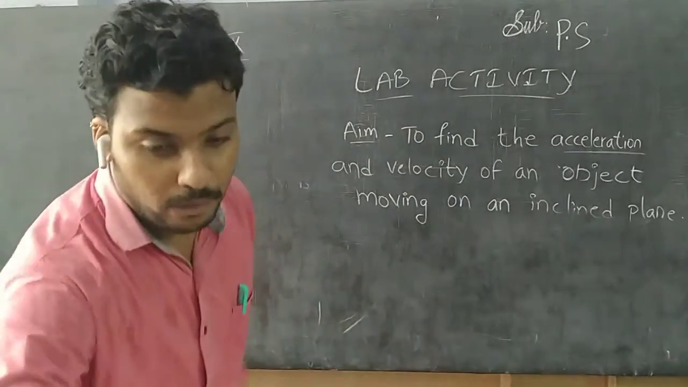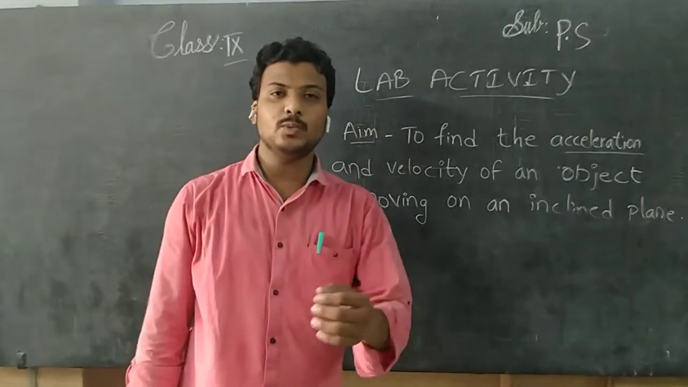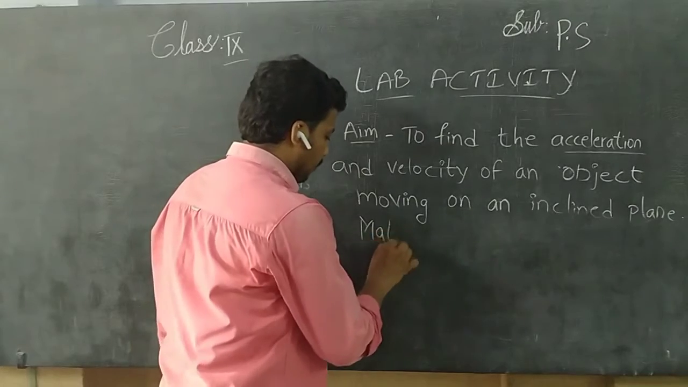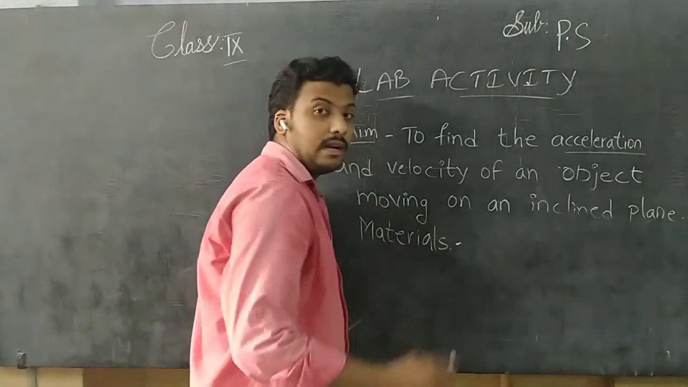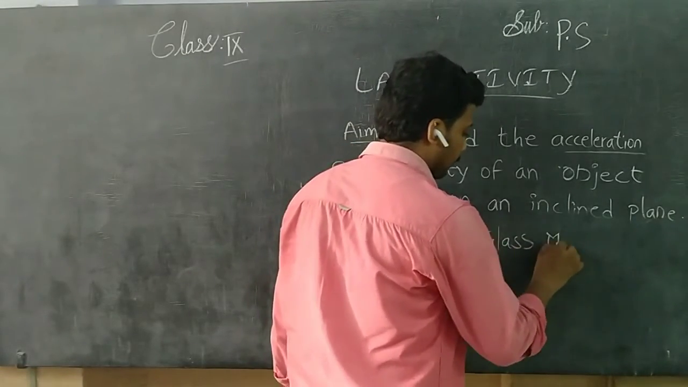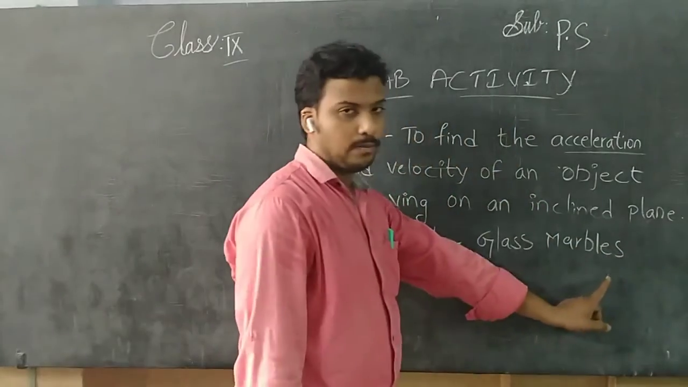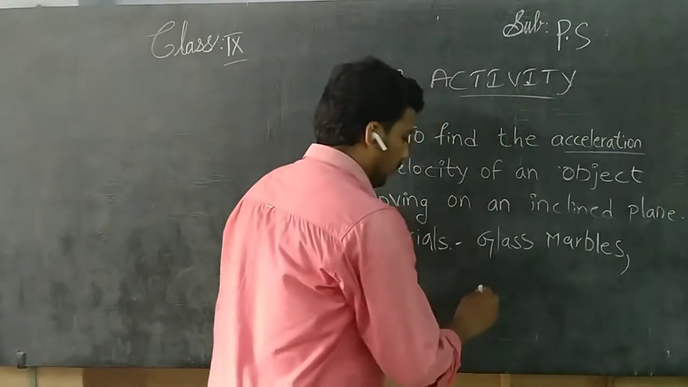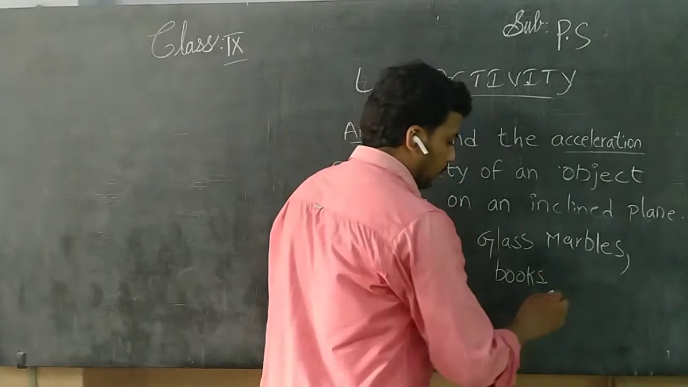But if you want to perform this lab activity, we need materials, children. Which materials we require? I am writing here. Materials required. What are the materials, children? First one, glass marbles. I am writing an S, so S refers to plural. Glass marbles. Next, you need books.